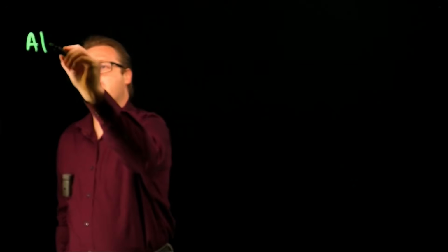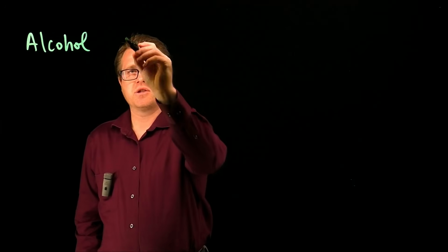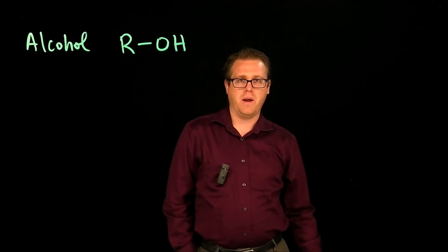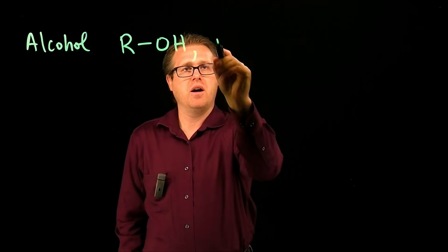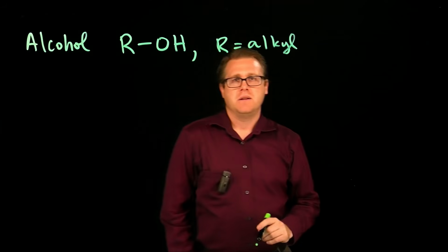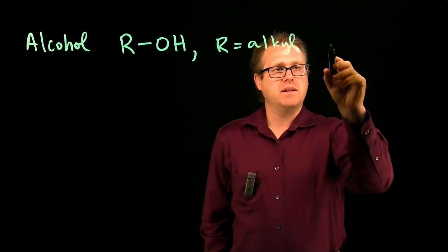Hello class. We will continue our discussion on functional groups. And so the next functional group that you need to be aware of is an alcohol. An alcohol has a generic structure like this, ROH, and the R group has to be alkyl. So some examples of an alcohol would be something like this.